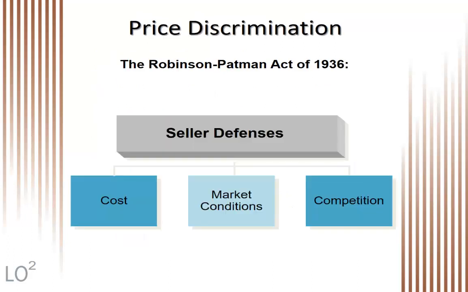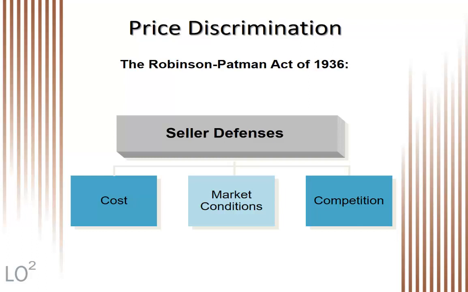The Robinson-Patman Act of 1936 provides three defenses for the seller charged with price discrimination. In each case, the burden is on the defendant to prove the defense. First is cost. A firm can charge different prices to different customers if the price represents manufacturing or quantity discount savings. Second, market conditions.